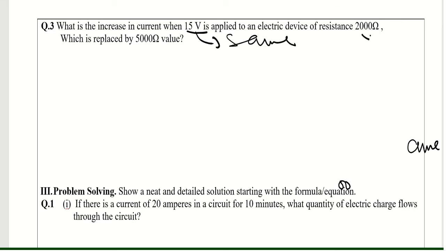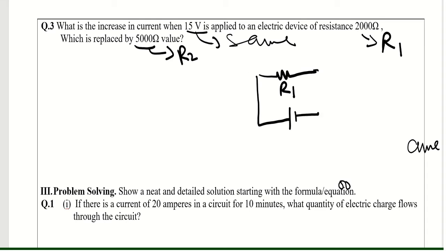So this is R1 and this is R2. The two resistors are there and they are used one by one. If I make the circuit, it is like this. Here there is one resistor, R1, connected across the 15 volt, and the value is 2000 ohm. So how much current is passing? Find the current here, say I1.